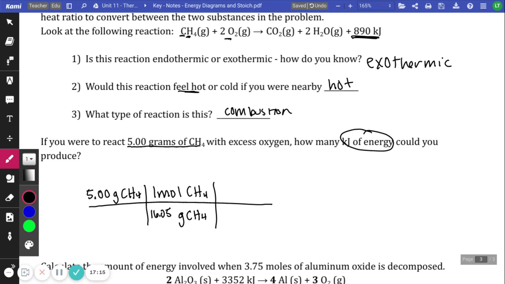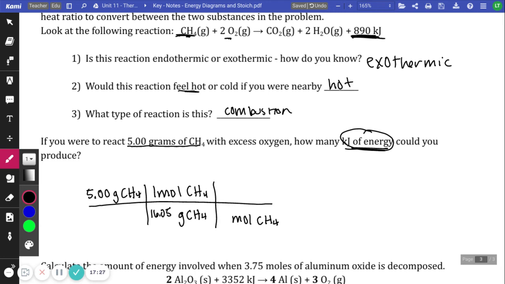Now, moles is not what I want. I want kilojoules of energy, so I'm going to drop it low again, and I'm going to do my mole to heat ratio here. So from my balanced chemical equation, for every 1 mole of CH4, it makes 890 kilojoules of energy. So for every 1 mole of CH4, 890 kilojoules. And then we would solve it. So because that is what we wanted on our problem, we can go ahead and solve, multiply across the top, and divide by the bottom. So I'll give you guys a minute to go ahead and plug it into your calculators.